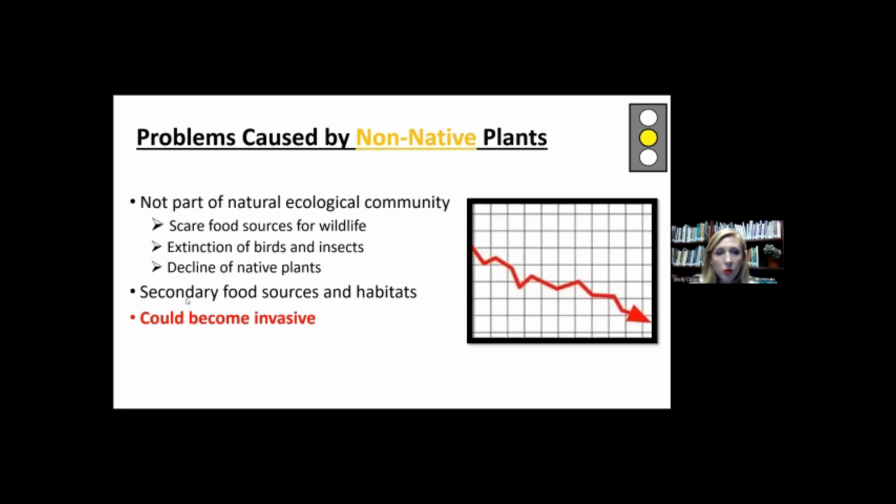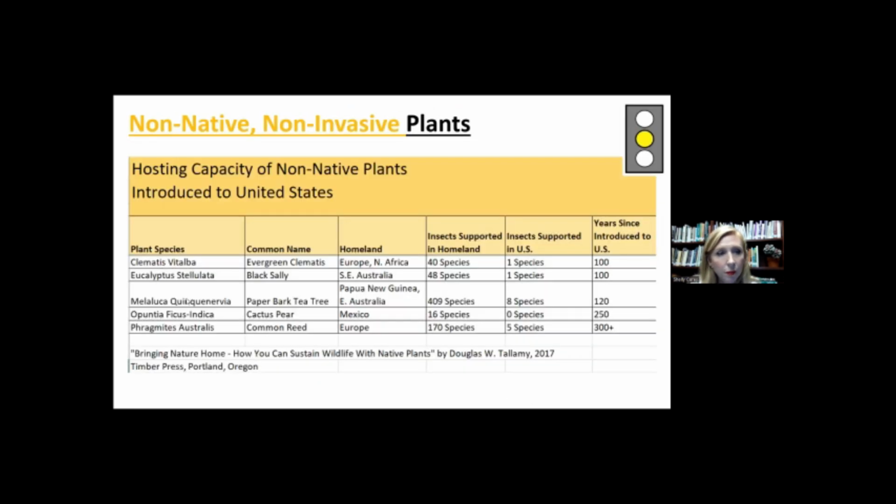So here are problems caused by non-native plants. This list is much shorter than our list of problems caused by invasive plants. But as you can see here, there's still a list: scarce food sources for wildlife, extinction of birds and insects, and decline of native plants. And they could become invasive, right? Oops, I'm sorry.